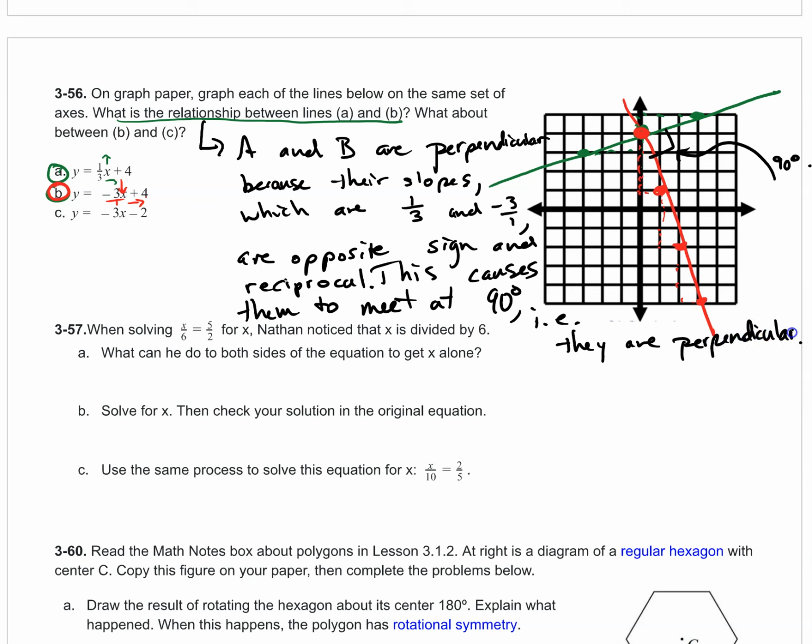Okay? So that's part 1. Part 2 is graph C. What about B and C? What's the relationship?